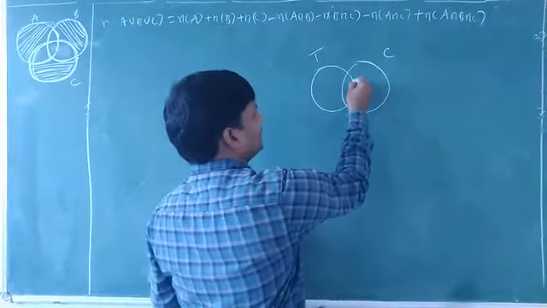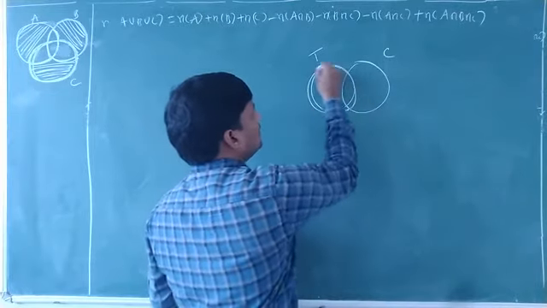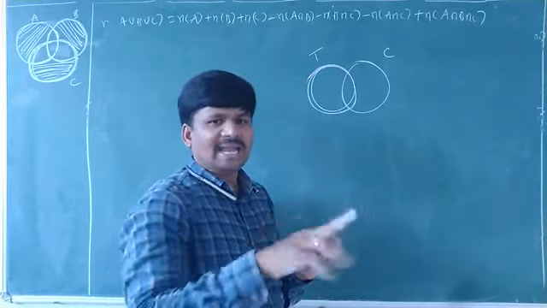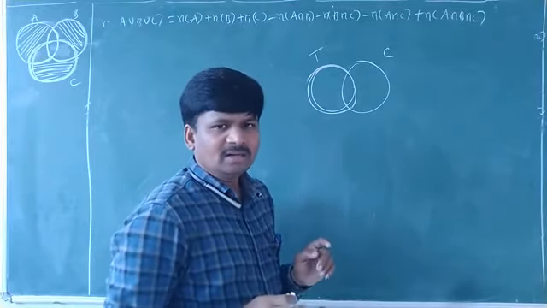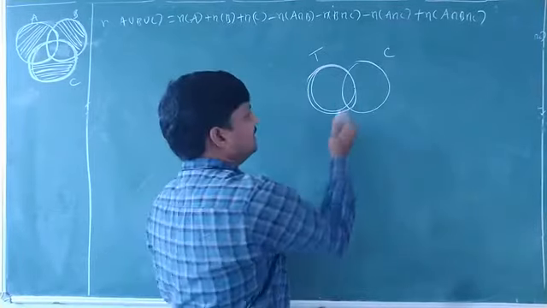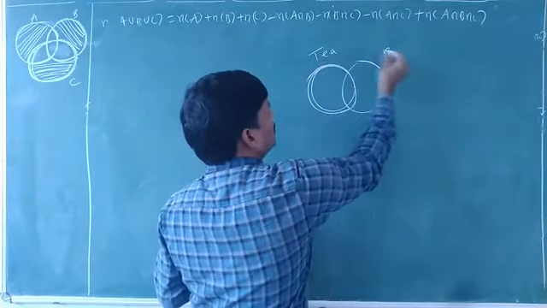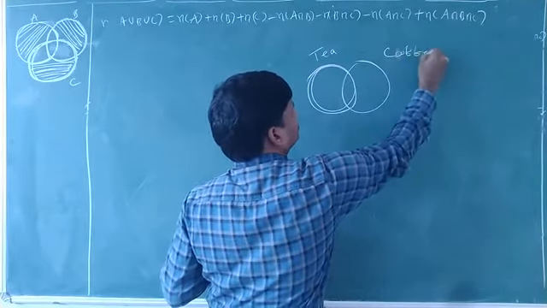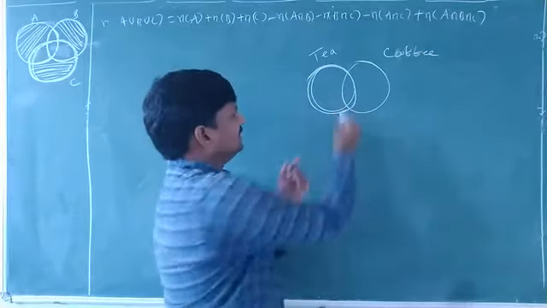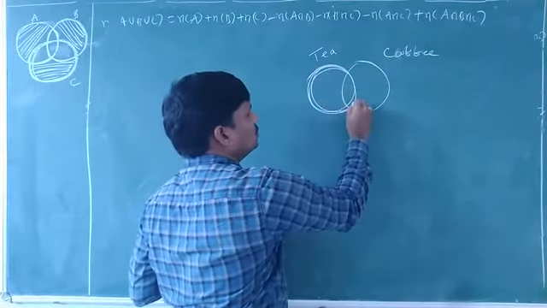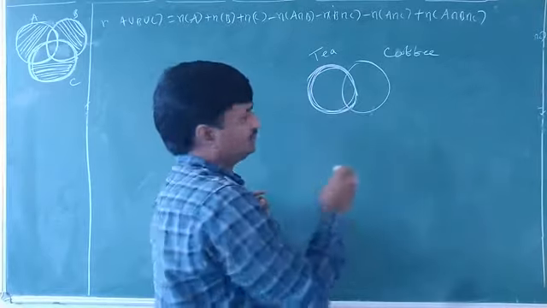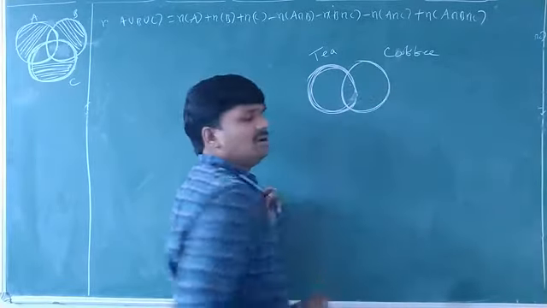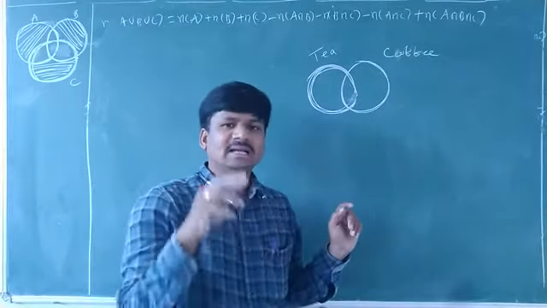Okay, this part also will become tea. The people taking tea, the people who like tea. Tea means tea. Okay, coffee. In this set, who are they? Those who are taking tea. And in this set, what are they? The people who like coffee.